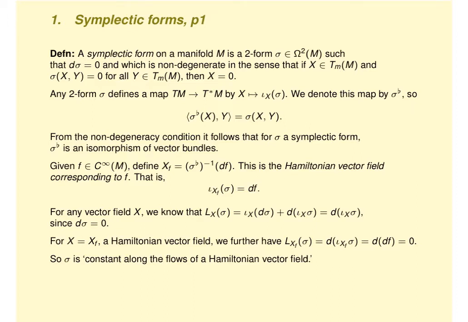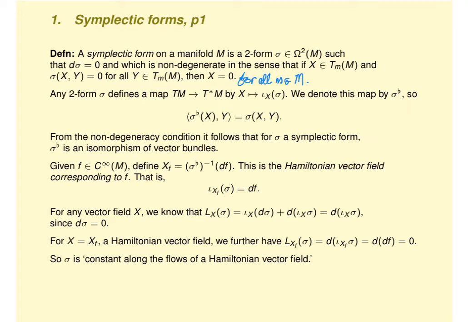So there's the definition. A symplectic form on a manifold is a two-form sigma such that d sigma is zero, so it's a closed form, and which is non-degenerate in the sense that if x is a tangent vector at a point M and sigma(x, y) is zero for all the other tangent vectors y at that point, then x is zero. And of course, this is to apply at all points of the manifold.